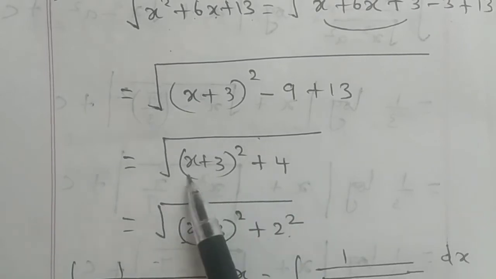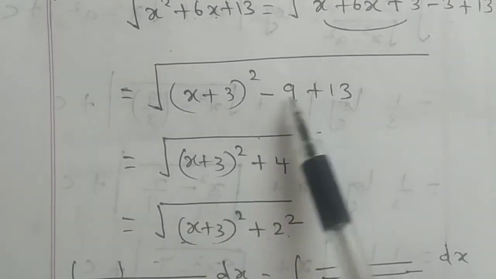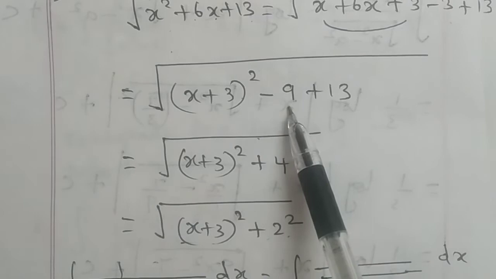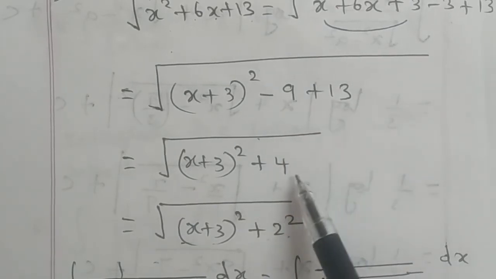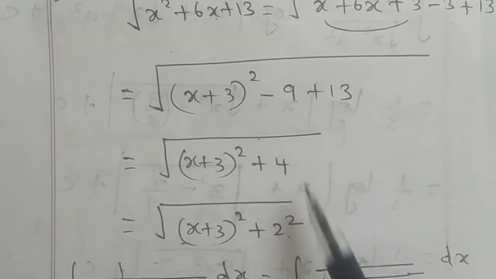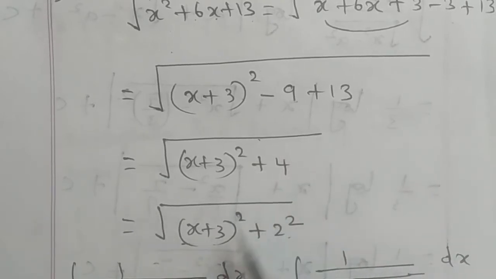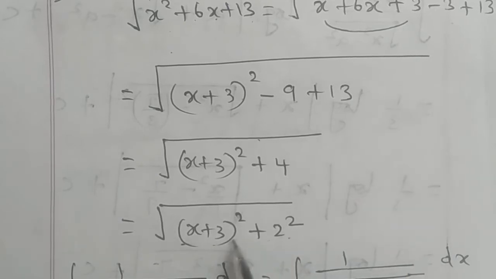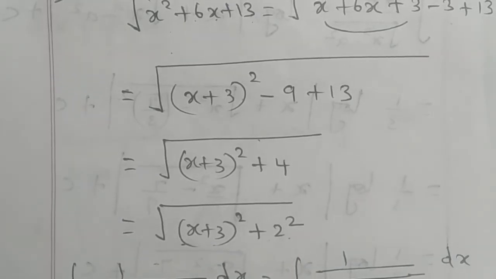So x plus 3 the whole square, and here minus 9 plus 13, we get the value 4. 4 in the form of square is 2 square. So we get x plus 3 the whole square plus 2 square.